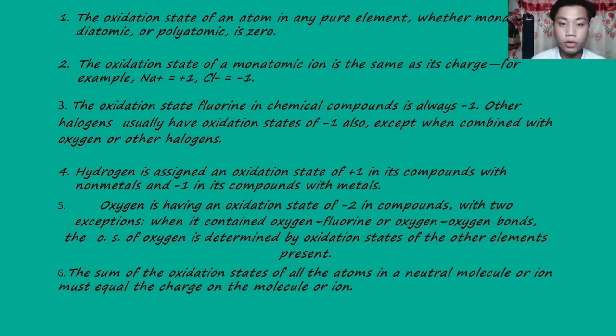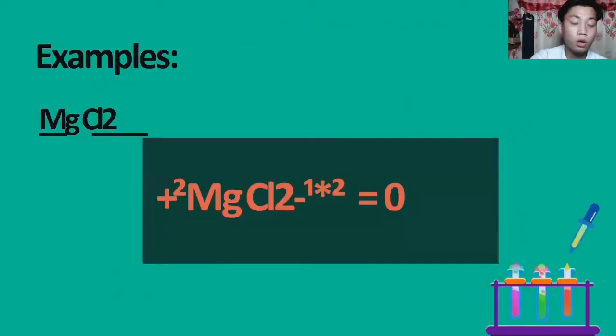Hydrogen is assigned an oxidation state of +1 in its compounds with nonmetals and -1 in its compounds with metals. Oxygen has an oxidation state of -2 in compounds with two exceptions: when it contains oxygen to fluorine or oxygen to oxygen bonds, the oxidation state of oxygen is determined by the oxidation state of the other elements present. The sum of the oxidation states of all the atoms in a neutral molecule or an ion must equal the charge of the molecule or the ion.